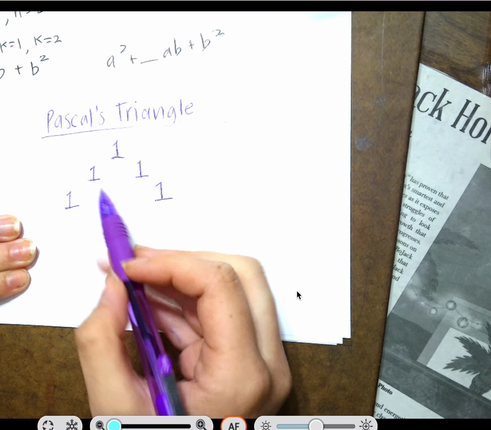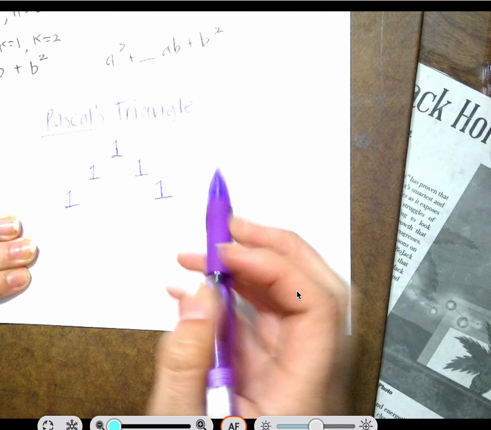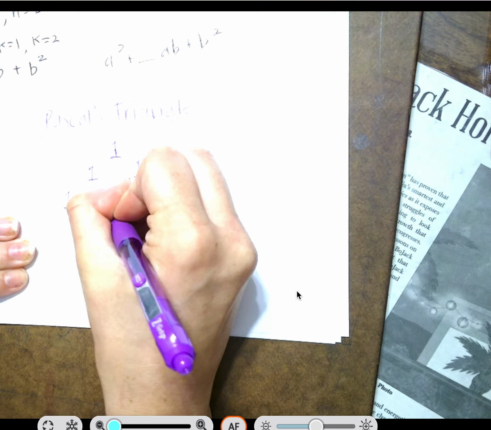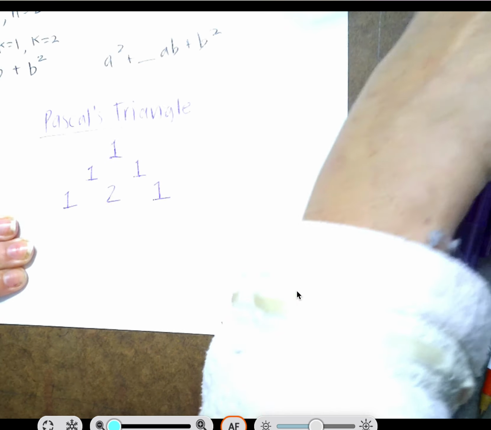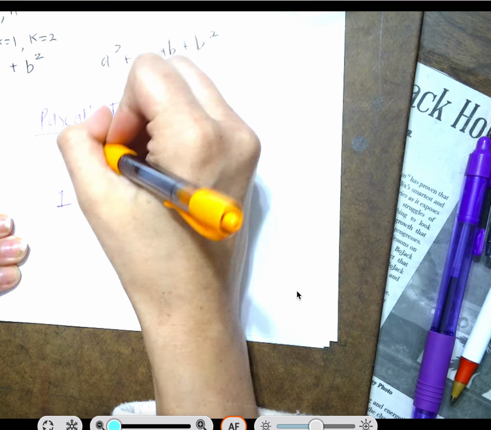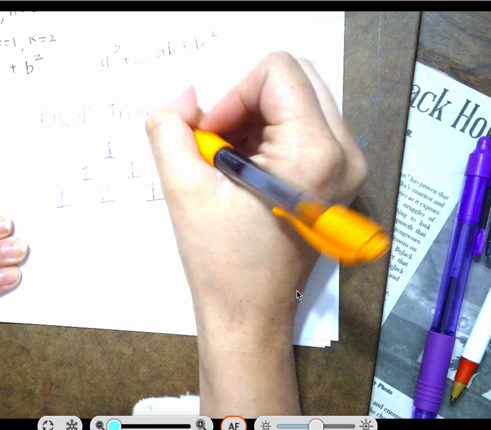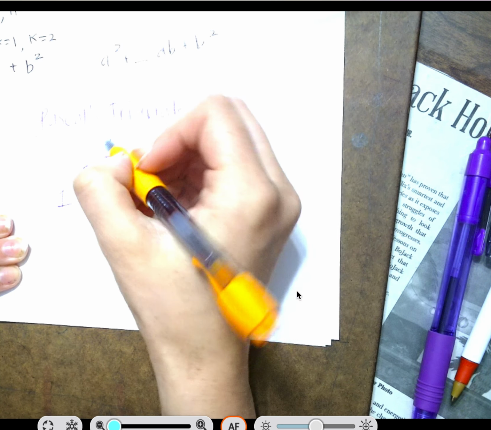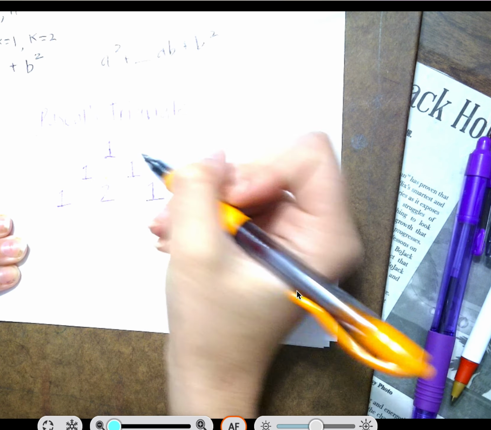All right. 1 plus 1 is 2. That's how you find your biggest digit. You can assume that there's zeros on the outside of your 1s, right? 0 plus 1 is 1. Here you have 1 plus 1 equals 2.